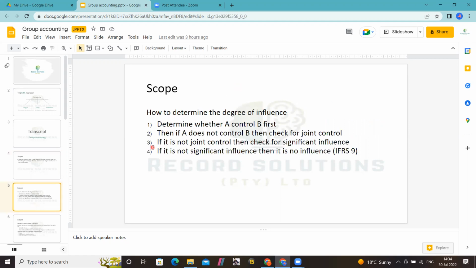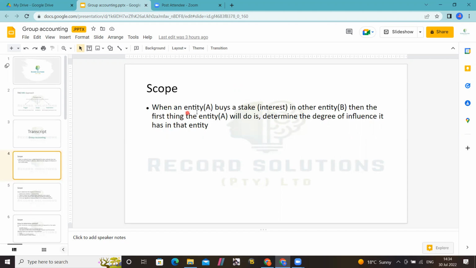So what happens? Firstly, an entity buys a stake in another entity. When an entity buys a stake in another entity, the first thing that entity A must do, the entity that bought the stake, meaning the investor, is determine the degree of influence it has in entity B. Entity A is the investor, entity B is the investee. Like I said, we didn't cover this last week, so I'm going to cover this now. What is this degree of influence, and how do we determine it?